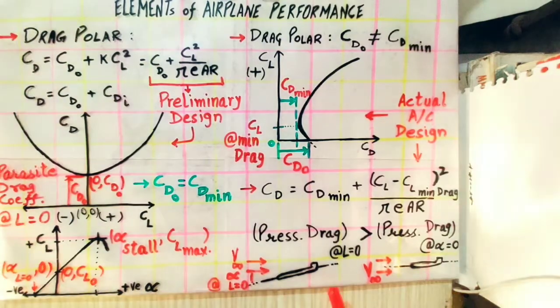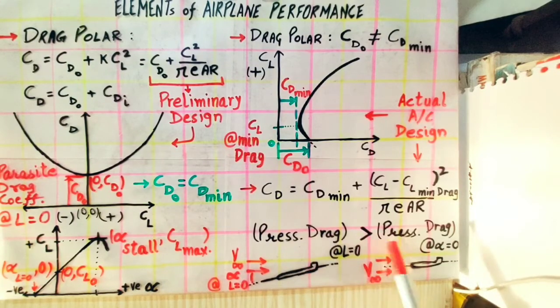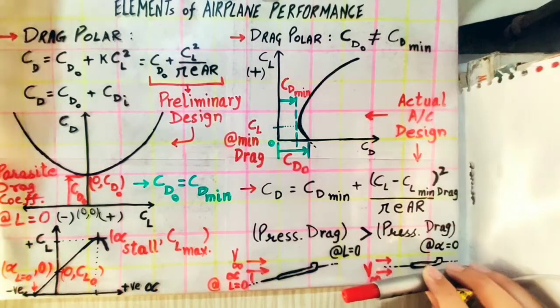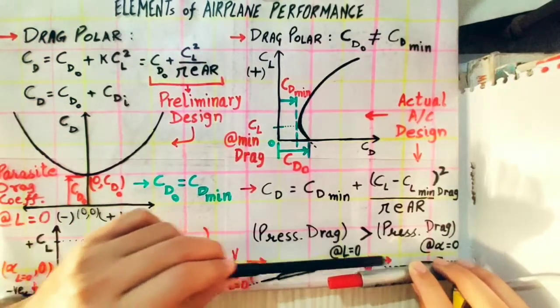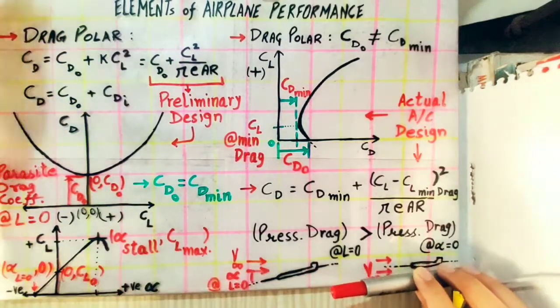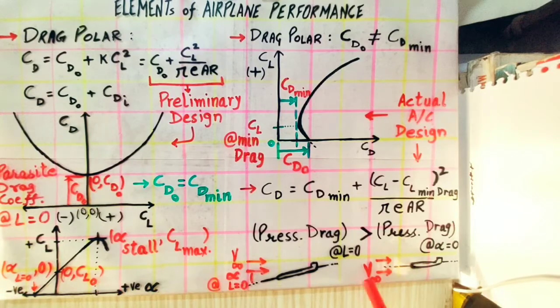In this situation, pressure drag will be more than the pressure drag when the V infinity, or the velocity, is parallel to the airplane axis. Which means if velocity is parallel to the airplane axis, then the angle of attack alpha will be 0. So keep this in mind, and we will continue in the next lecture.